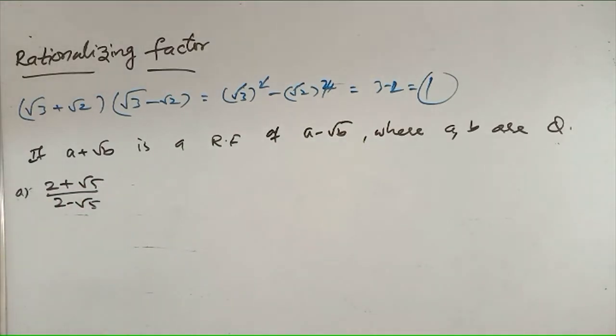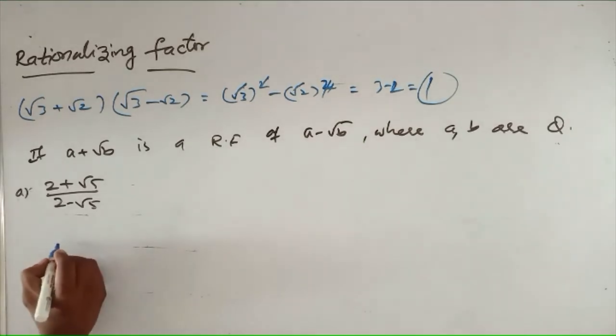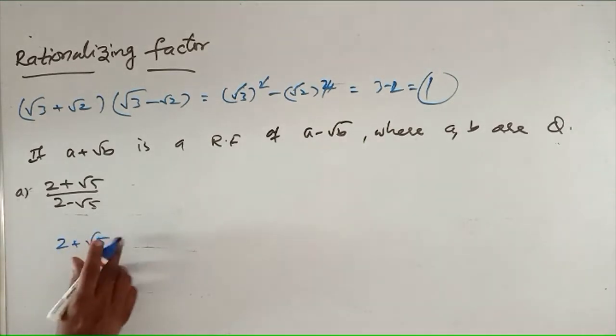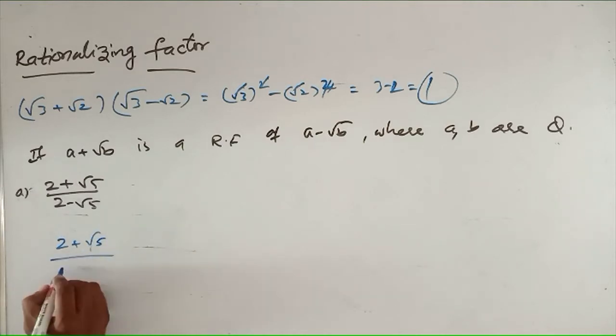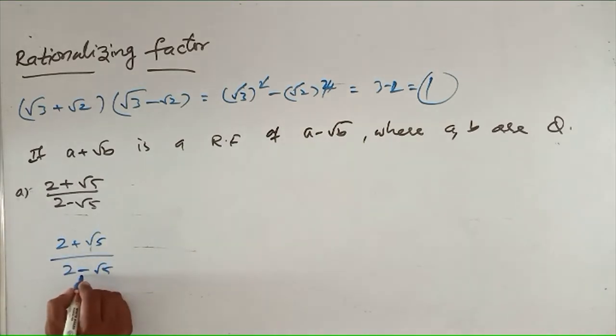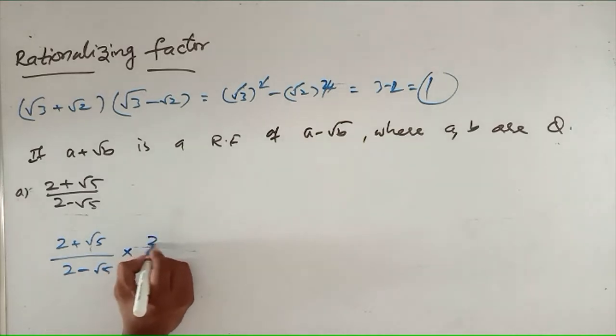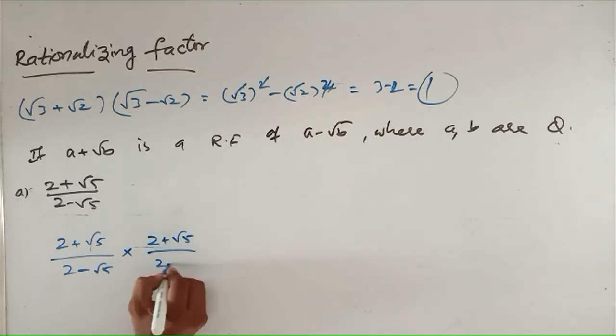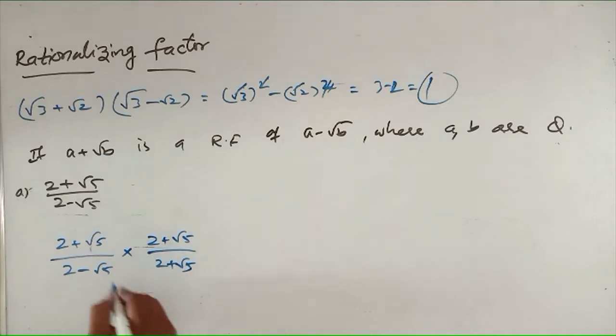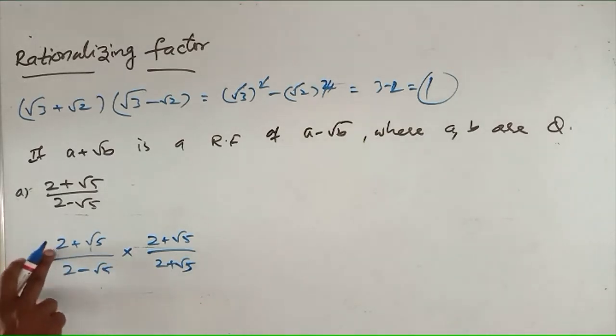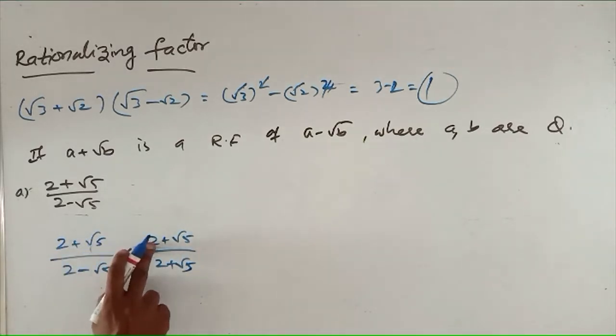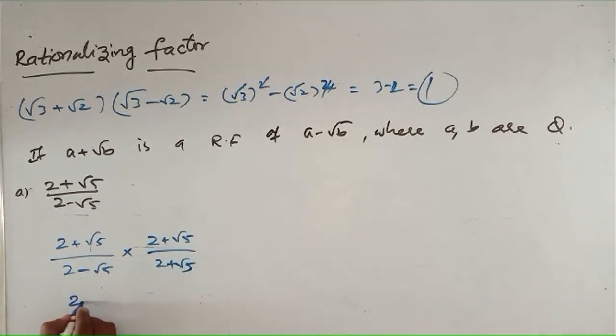I have to do only the denominator rationalization. Here, children, remember this: I write the expression as it is. The denominator has a minus, so simply multiply by plus, that is (2 plus root 5) by (2 plus root 5). This is called rationalization. Now the denominators are the same: (a plus b) into (a plus b) gives (a plus b) whole square, so (2 plus root 5) whole square, over (a minus b) into (a plus b), which is a square minus b square.